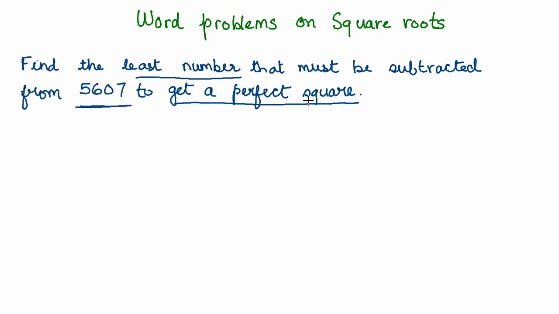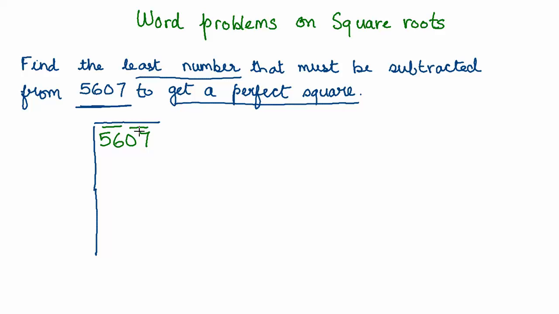So the first thing we need to do is to try to find out what we get when we use the division method to find the square root of this number. So let us do that. We have 5607. We pair the numbers, so we have 07 and 56, as we have discussed in earlier videos, and then we begin with our division.